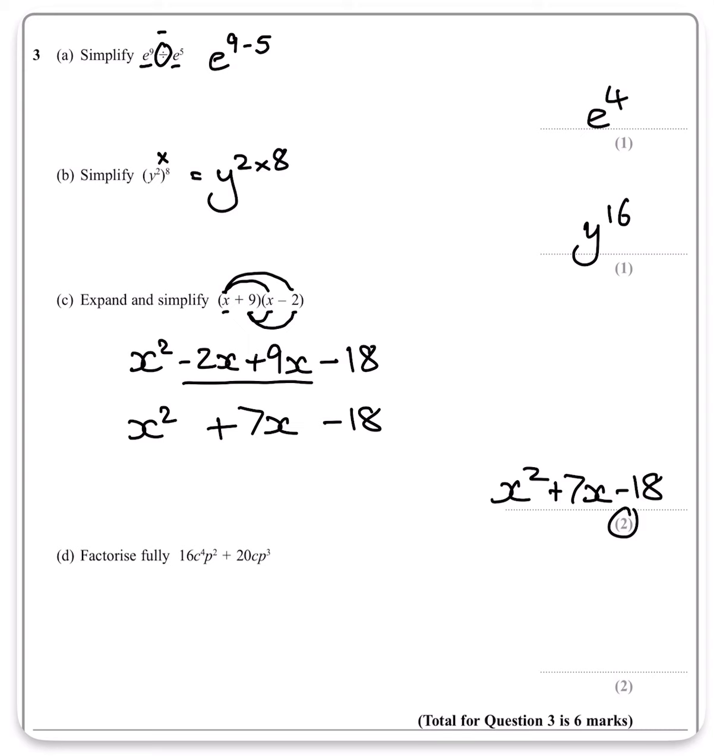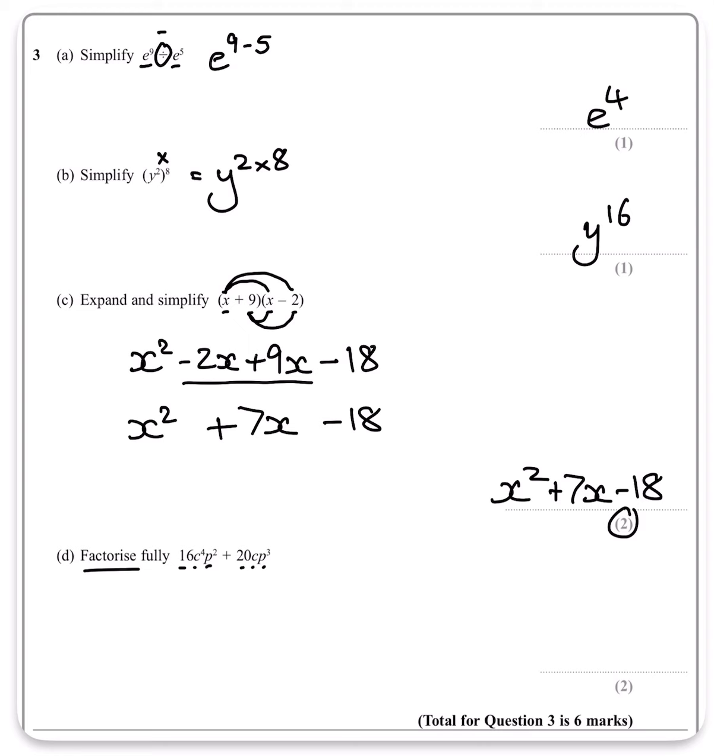And on to question D, factorize. Key word that you have to learn in maths. What that means is find common factors in each of these terms and basically put it into a set of brackets. So here I've got the number 16, I've got c to the power 4, I've got p squared, and over here another number, another amount of c, and another power of p.